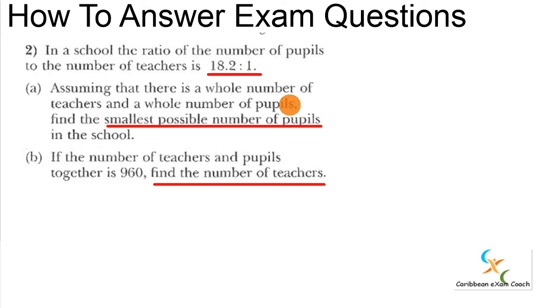Continuing with our problem solving, how to answer the exam questions, we're now looking at part B. If the number of teachers and pupils together is 960, find the number of teachers.